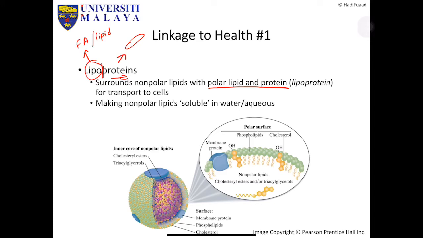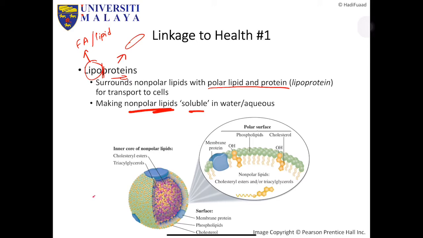So imagine if you eat chicken fat, for example, or chicken skin, which contains a lot of fat. Fat is insoluble in water. So how does your body transport this throughout your body? Because every cell needs to have a non-polar lipid as part of its components. So you transport it using polar lipids and a protein, which is called a lipoprotein. It makes a non-polar lipid soluble in water and aqueous.